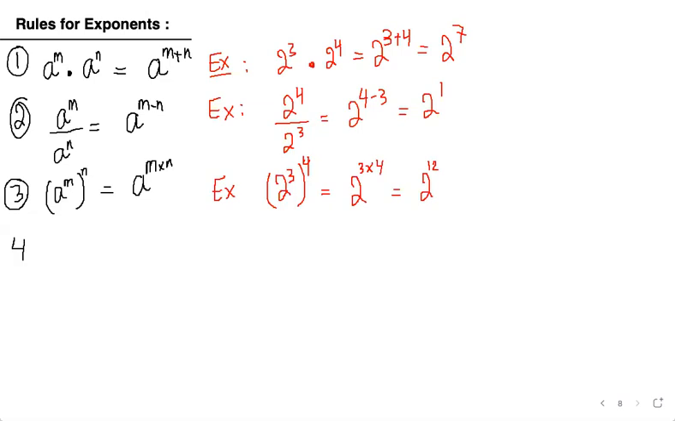Number 4: if I have a times b, everything to the power n, we can distribute the exponent inside the parentheses. You give me a to the power n times b to the power n. Here I put it like a dot: a to the power n times b to the power n. Small example for that.